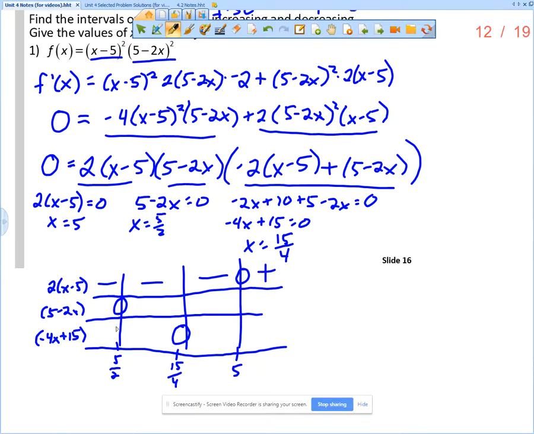Next one, pick a number to the left of 5 halves on the middle row. How about 0? That's really easy. 5 minus 2 times 0. That's positive. Now pick a number to the right of 5 halves. How about 3? 5 minus 2 times 3, 5 minus 6, is negative.